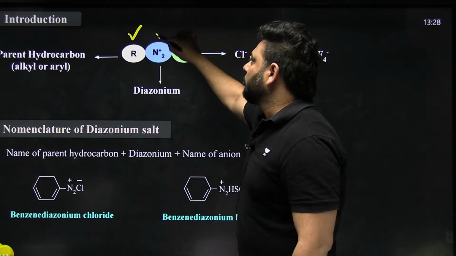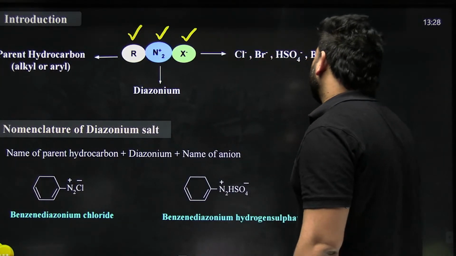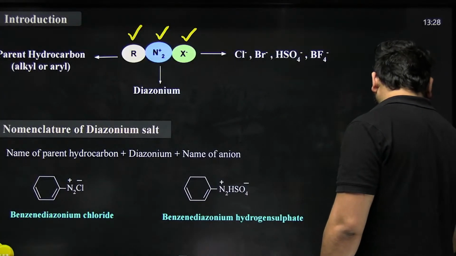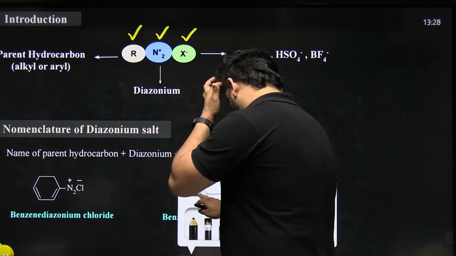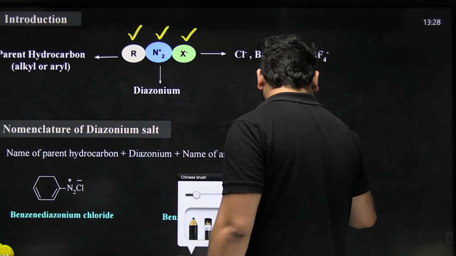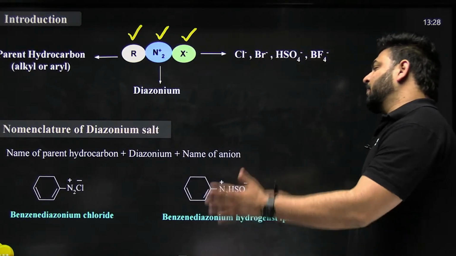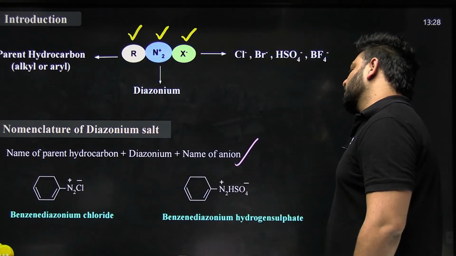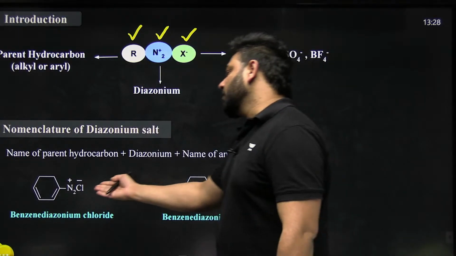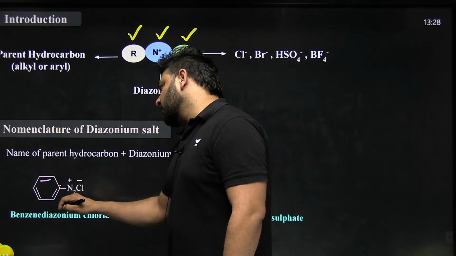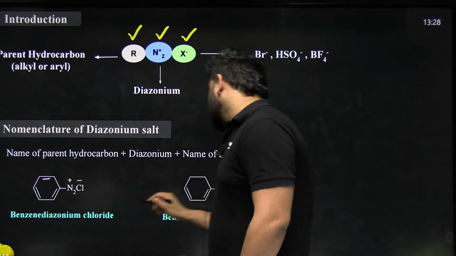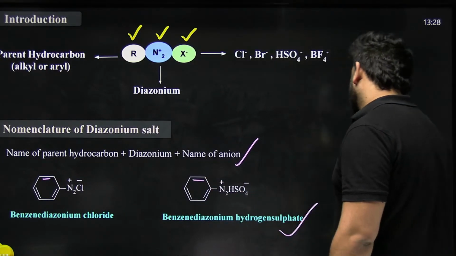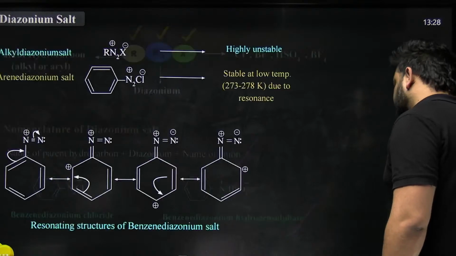X could be a uninegative anion. The name is the parent hydrocarbon, then diazonium, and then the name of the anion. So this one is benzene diazonium chloride, and this is benzene diazonium bisulfate, or hydrogen sulfate.